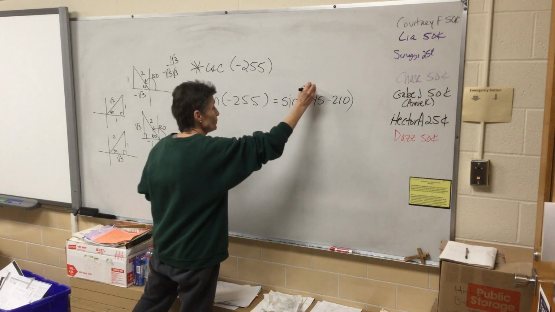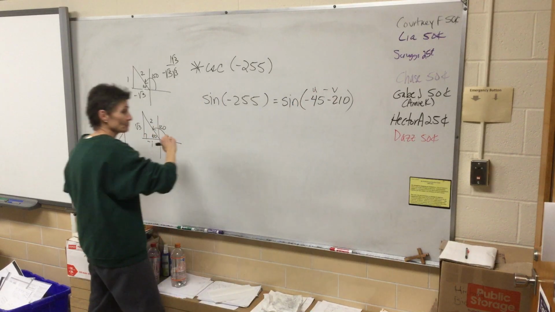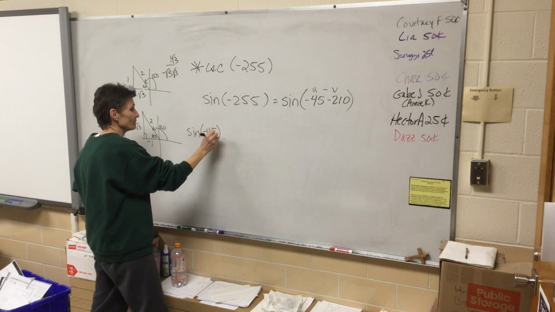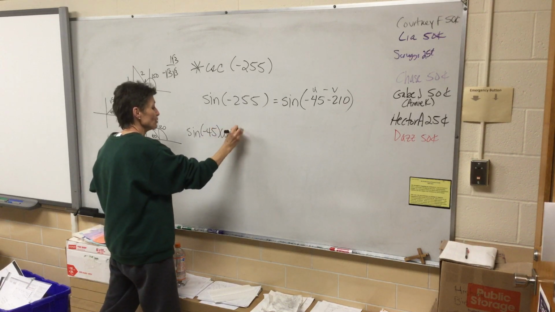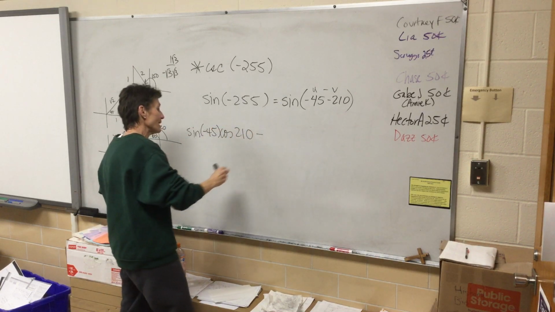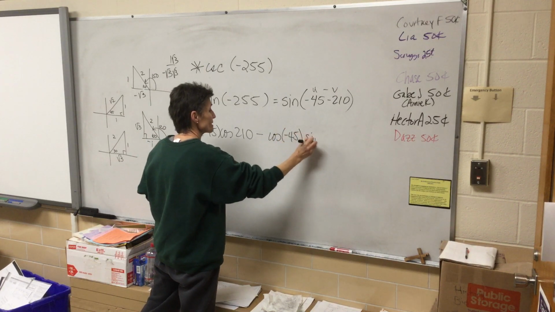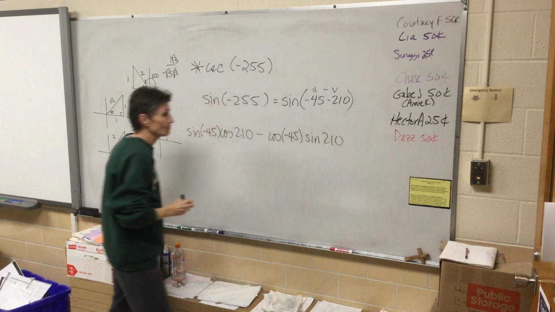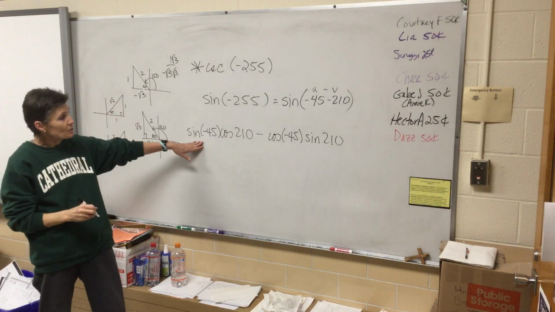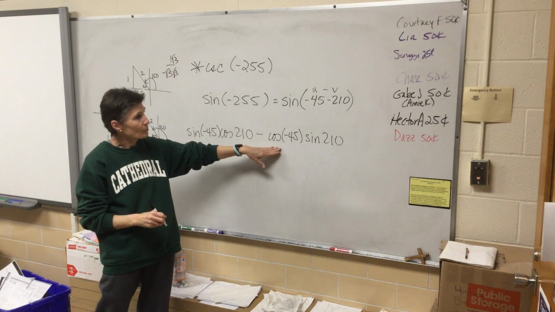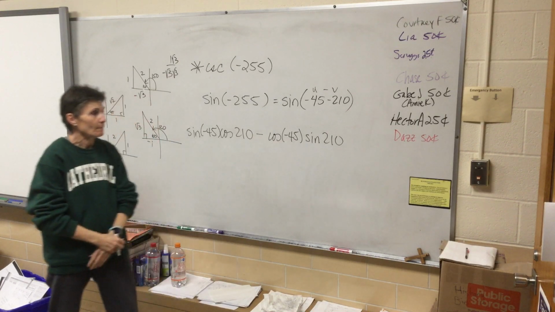This is u minus v. So that's going to be the sine of negative 45 times the cosine of 210 minus the cosine of negative 45 times the sine of 210. Sine u cosine v minus cosine u sine v.